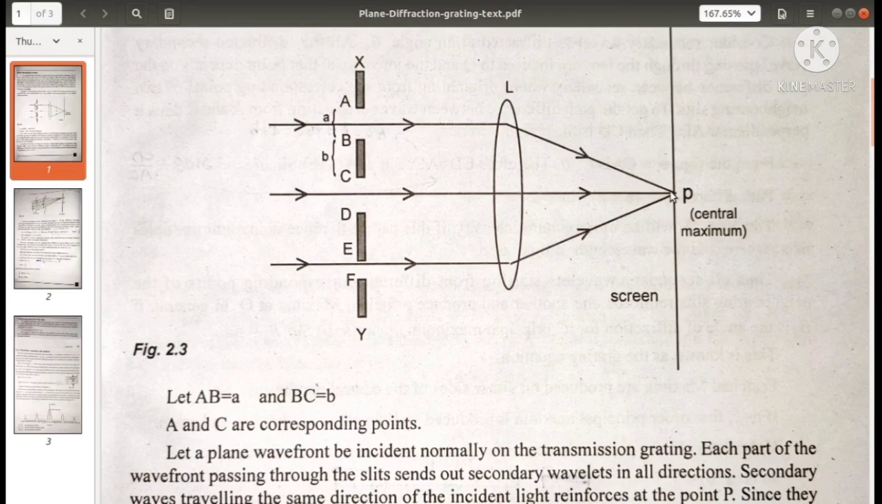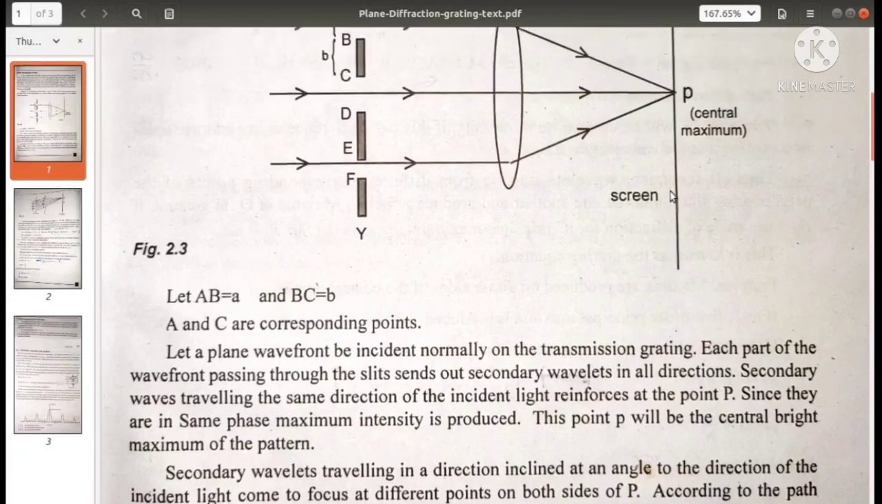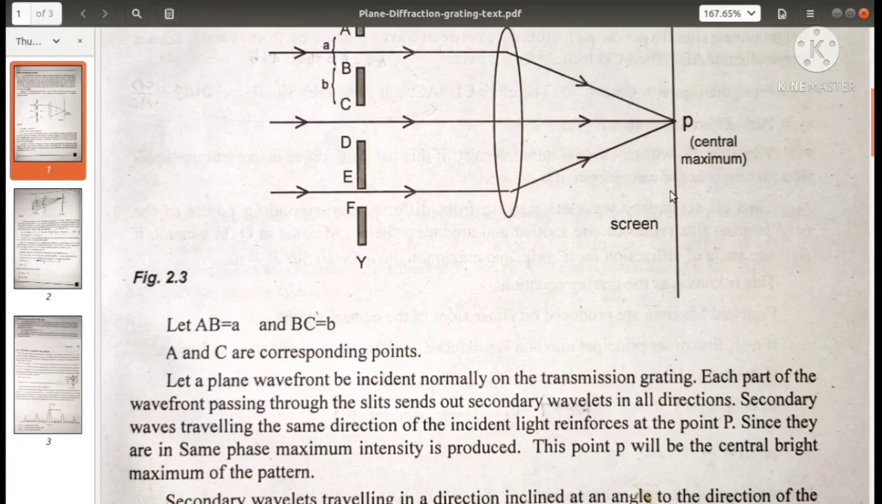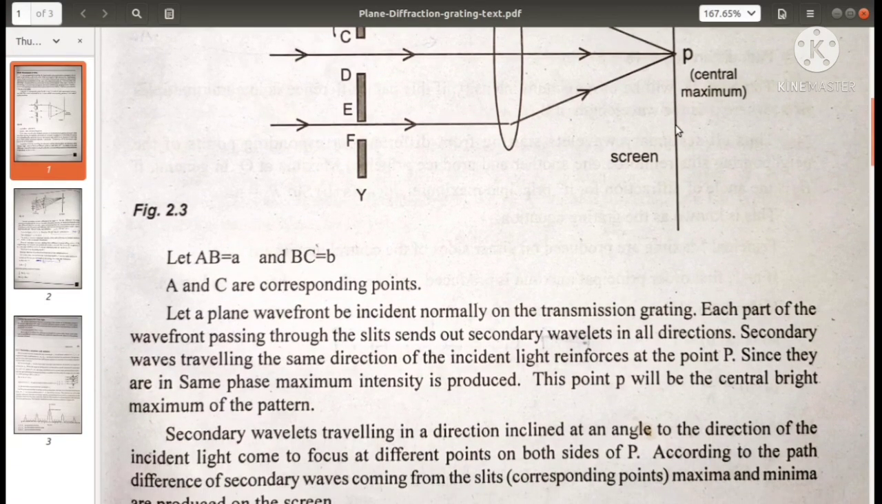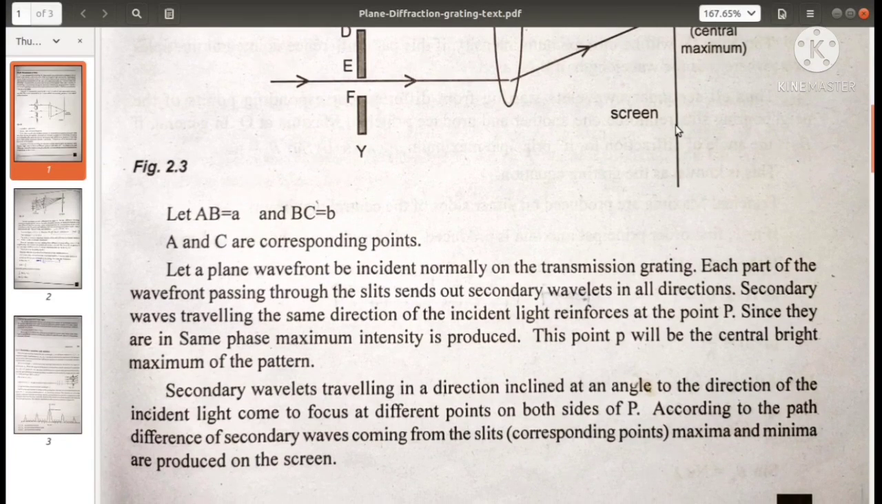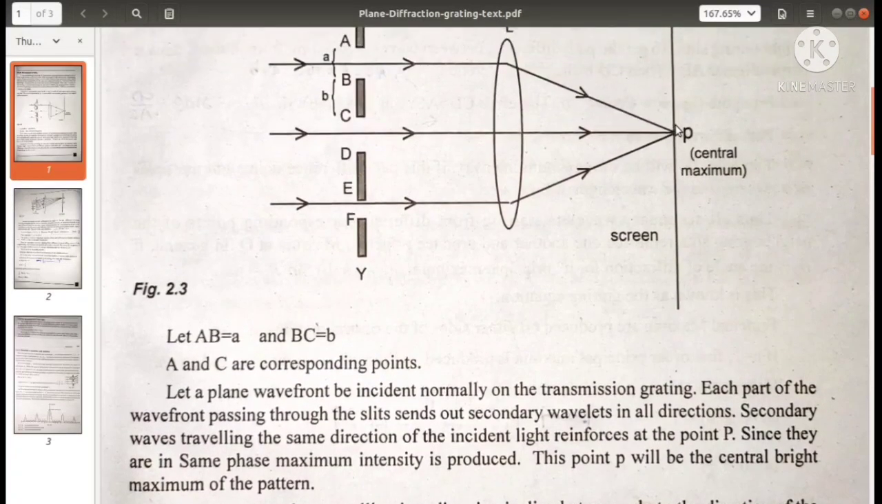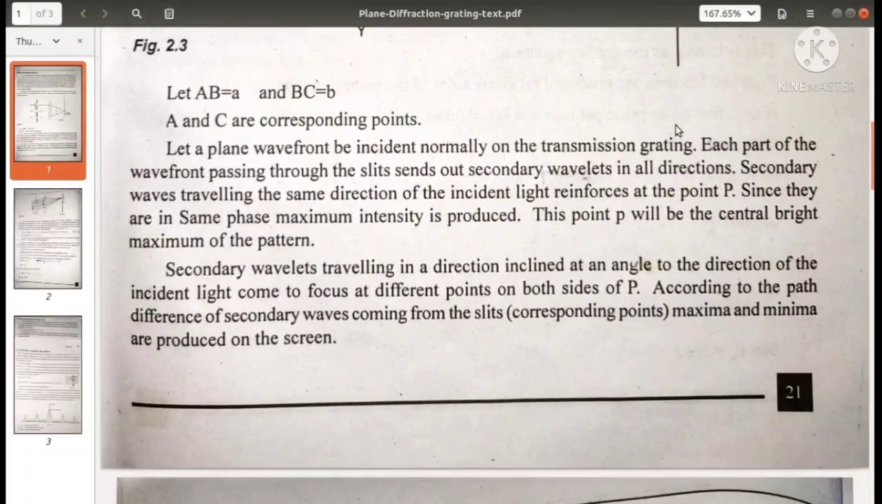We can check whether this point is a maximum or a minimum. This point will be a maximum, because the rays traveling along this straight path will not have any path difference between them, so they will constructively interfere here. So we get a central maximum at the point P.